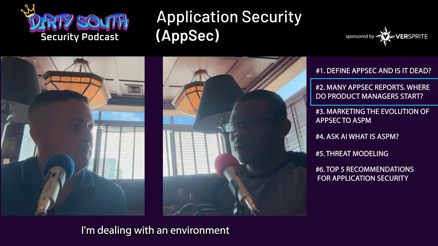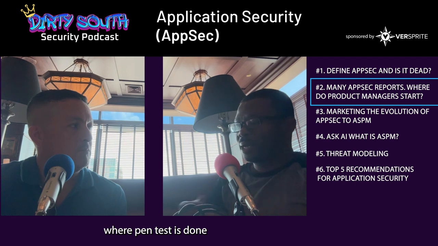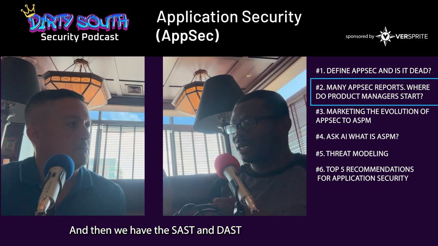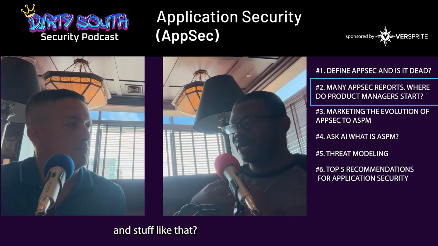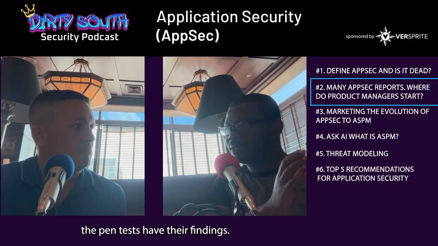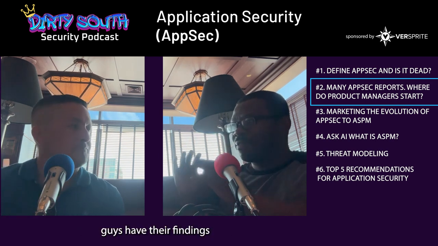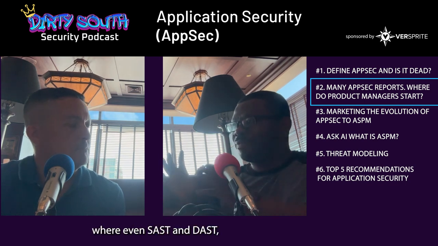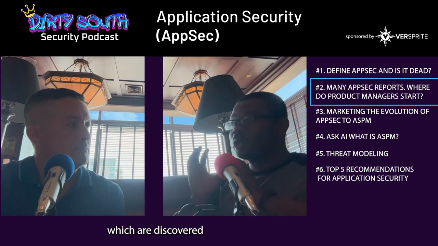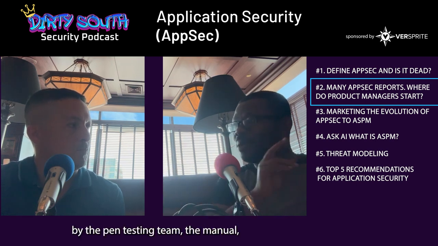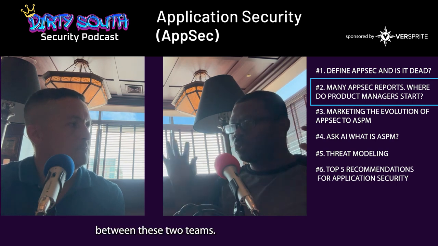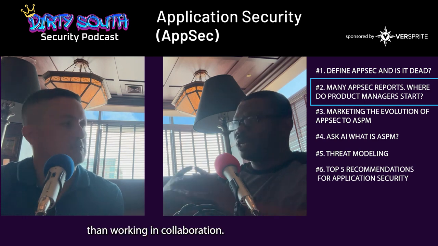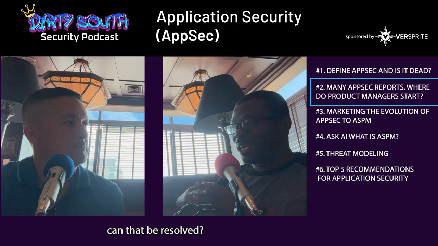In fact, I'm dealing with an organization where pen test is done by pen testers, manual pen testing. And then we have the SAST and DAST that do their own rounds of scans and stuff like that. Right. Now, the pen testers have their findings. The SAST and DAST or the AppSec guys have their findings. And then you ask yourself, how do we even collaborate? Because there are some places where even the SAST and DAST have some vulnerabilities which were discovered by the manual pen testing team. Right. But because there's this sort of separation between these two teams, that is what the problem is. As you were saying, things are much more in isolation than working in collaboration. The question is, can that be resolved?